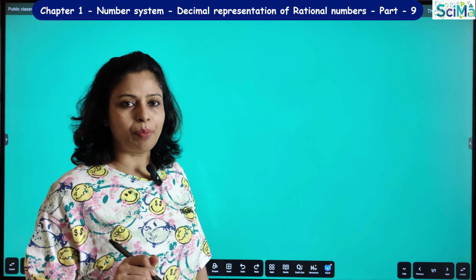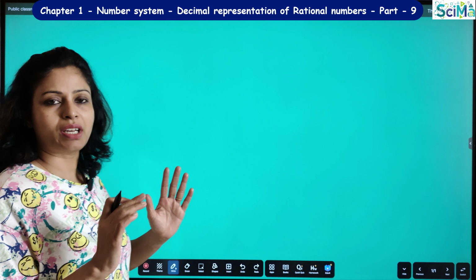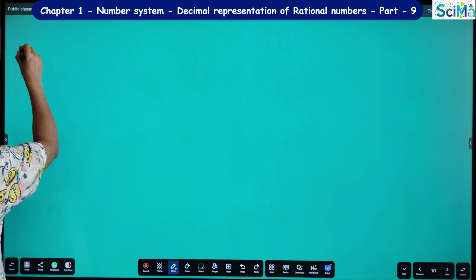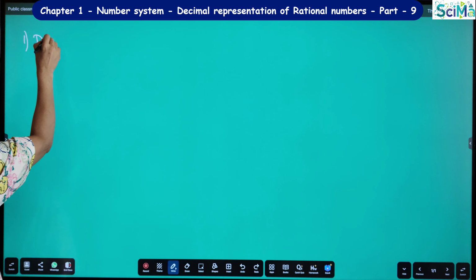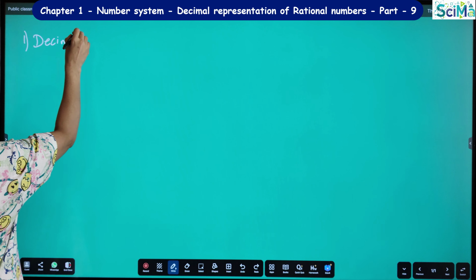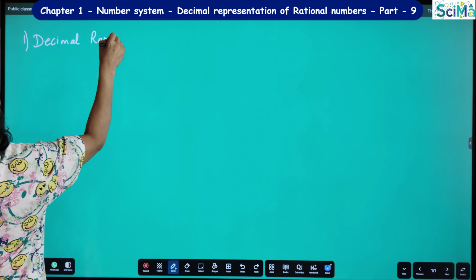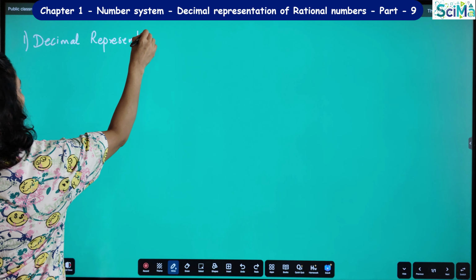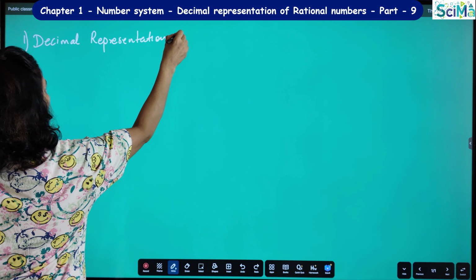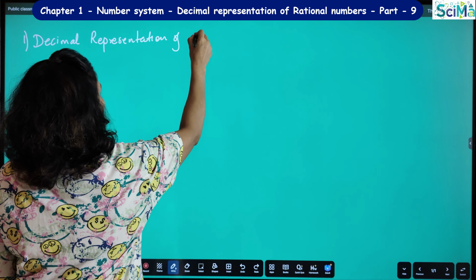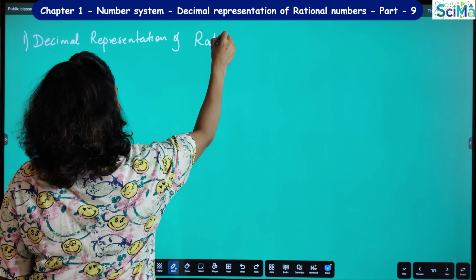Okay, so today's topic is only rational numbers. So the first topic is decimal representation of rational number.